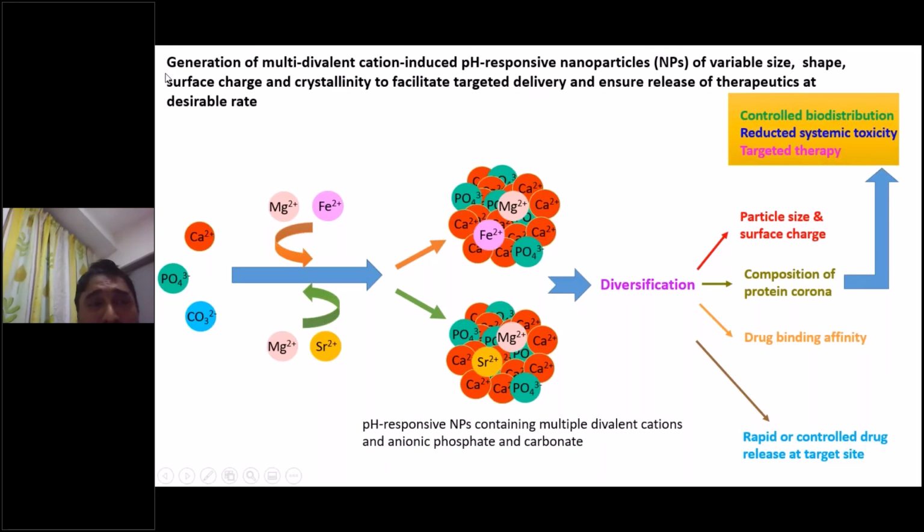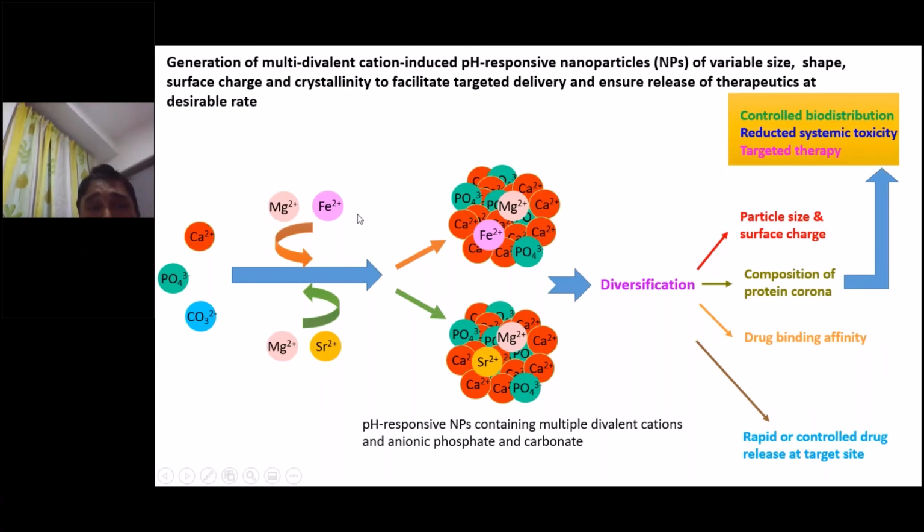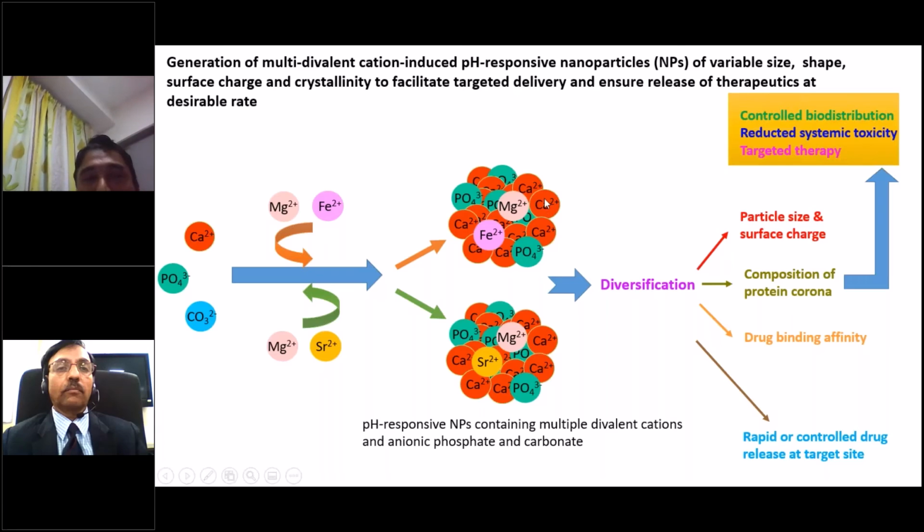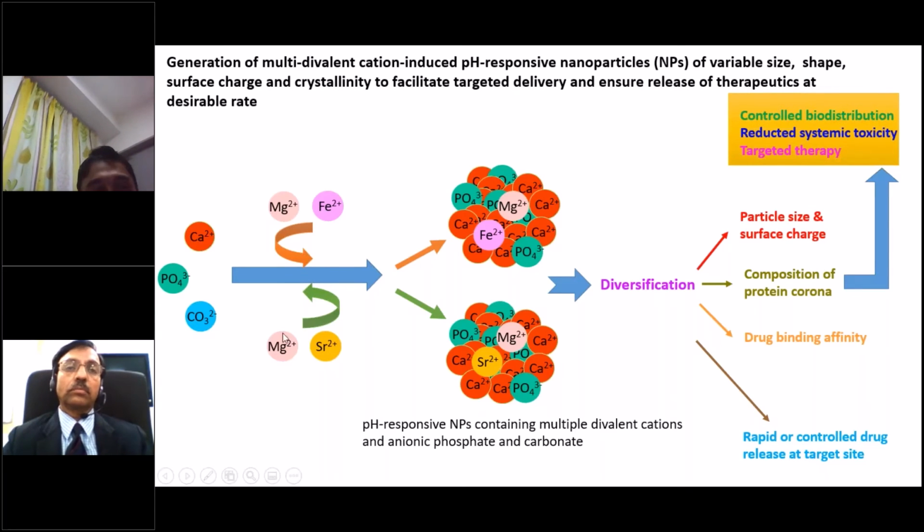And then with the addition of 2 more salts, for example, iron and magnesium, you will have 5 ions, 5 salts to make one multi-cation, multi-anion particle. Similarly, you can replace iron and magnesium with strontium and magnesium, for example. So that will also give 5 salt-based nanoparticles.